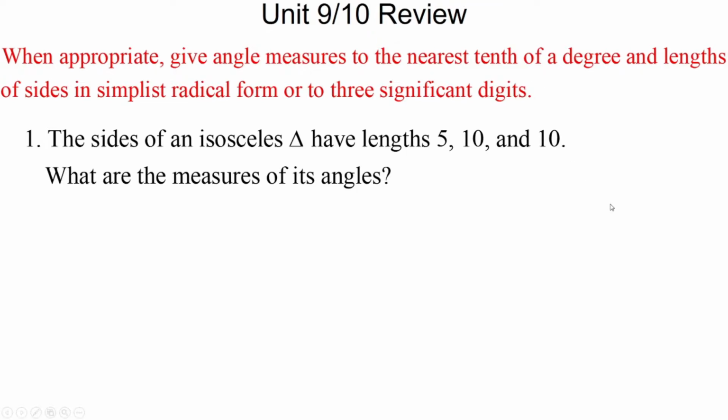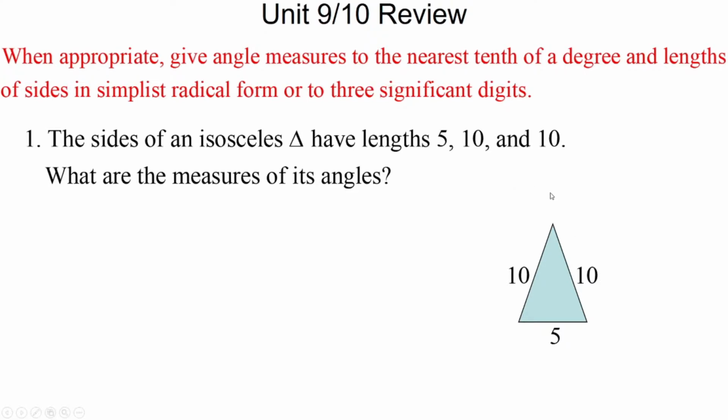So number 1, the sides of an isosceles triangle have lengths 5, 10, and 10. So I'm going to draw my typical isosceles triangle right here, and then the base of that triangle would be a 5, and in an isosceles triangle the two legs are congruent, so that would be a 10 and a 10 right there, and then they're asking for the measures of the angles.